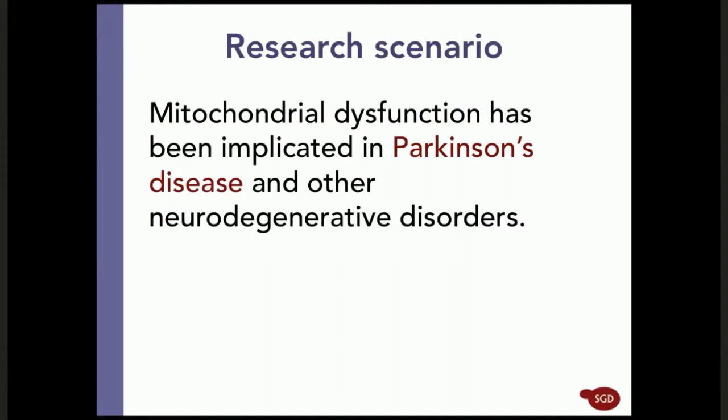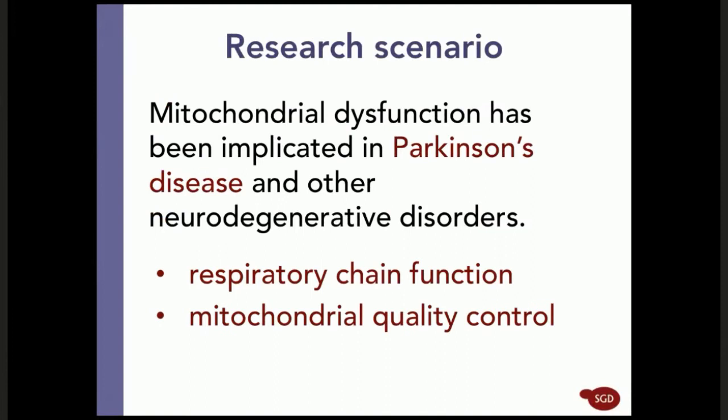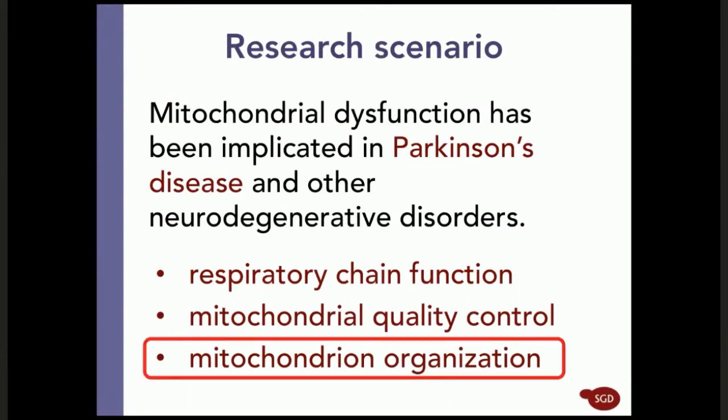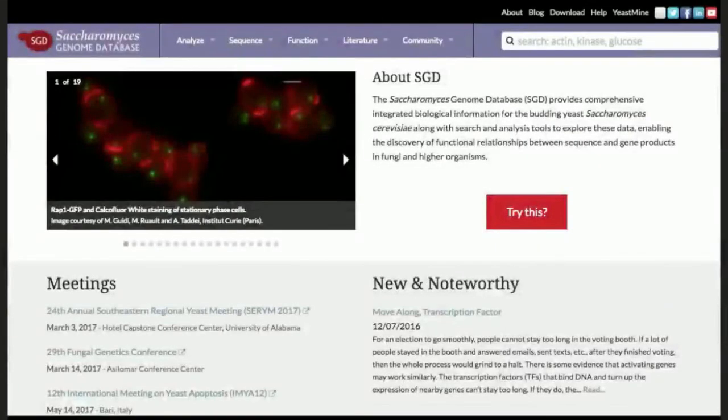Various mechanisms of mitochondrial dysfunction have been implicated in Parkinson's disease and other neurodegenerative disorders. For example, defects in respiratory chain function, mitochondrial quality control, and mitochondrial organization have all been linked to the pathogenesis of Parkinson's disease. So in this research scenario, I'm going to use SGD search to find all of the yeast genes involved in organizing the mitochondrion, import them into YeastMine, and find their human homologs. To do so, I'll start by running a search for mitochondrion organization at SGD.